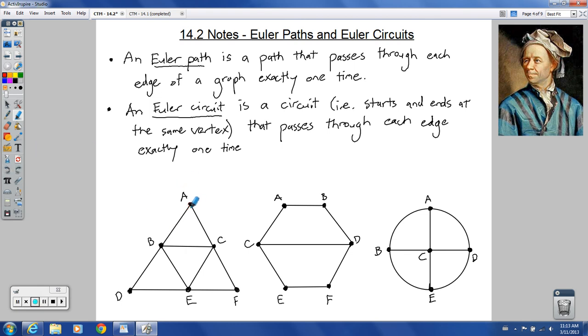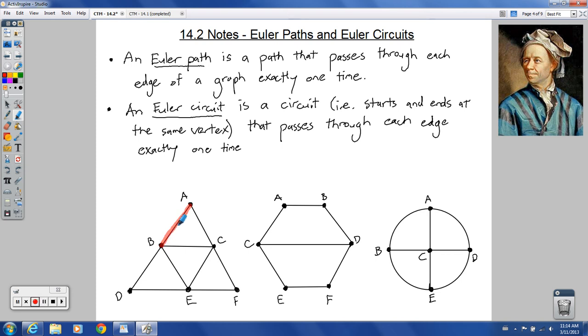Alright, so let's just say I start at A. Let's see if there's an Euler path or an Euler circuit I could do. I'm going to try to draw a circuit if I can. So I'm going to start at this point and start going along the path that I'm picking here. And now I have a choice. I could go towards C, I could go towards E, or I could go towards D. I can't go back to A though, because I've already covered that edge, and I can only cover each edge exactly once.